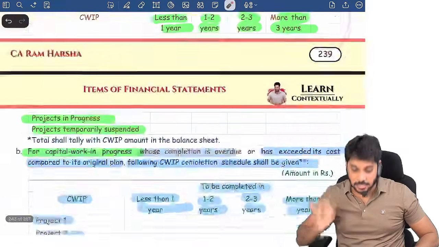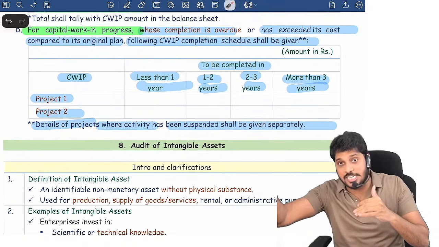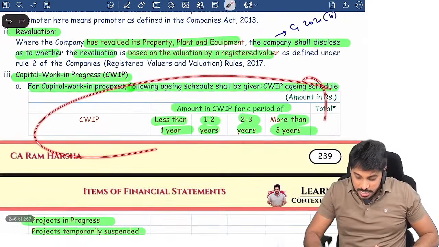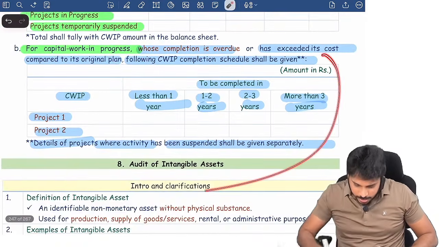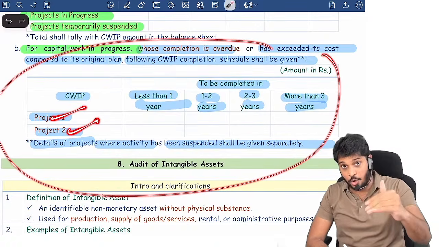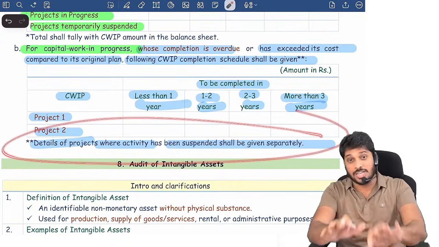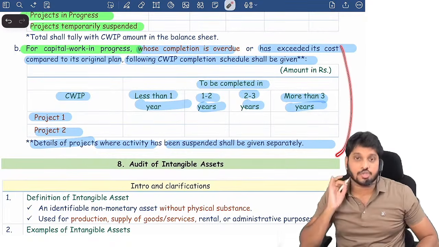This is the real aging analysis, whereas here you are giving aging of till how many more years it takes. That's the basic difference between that and this. In the original aging, you should give a breakup between projects in progress and projects temporarily suspended. Here also, for projects that are in progress and have crossed the completion date, you should give separate details about projects suspended but already crossed the completion date and then got suspended. That disclosure you should give.